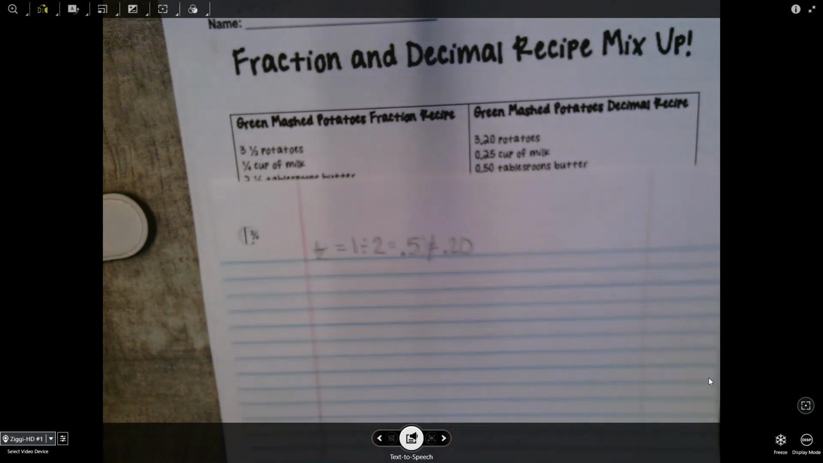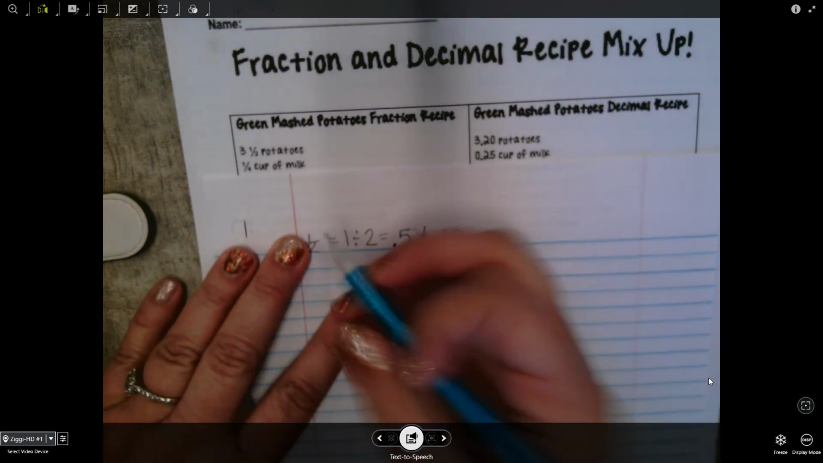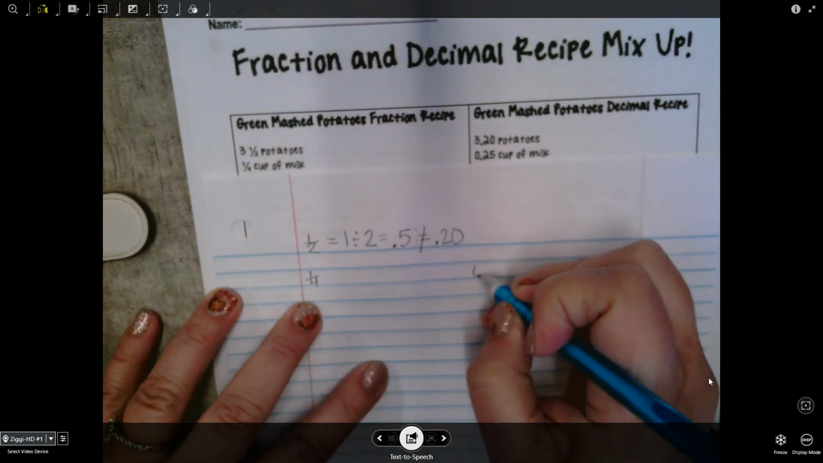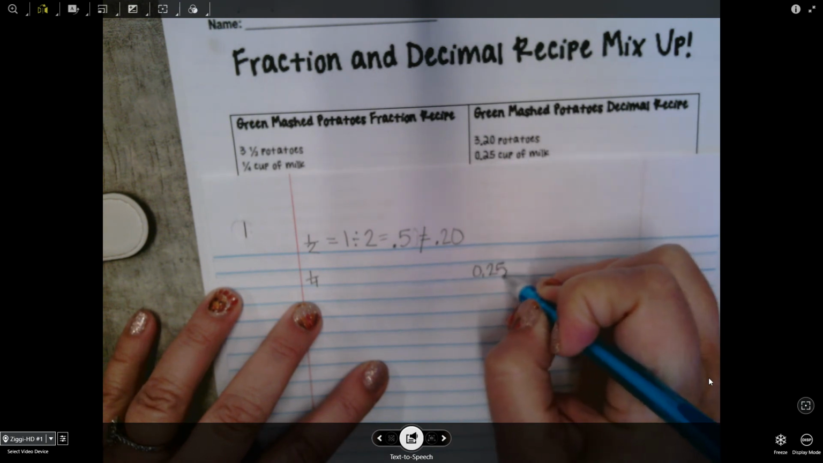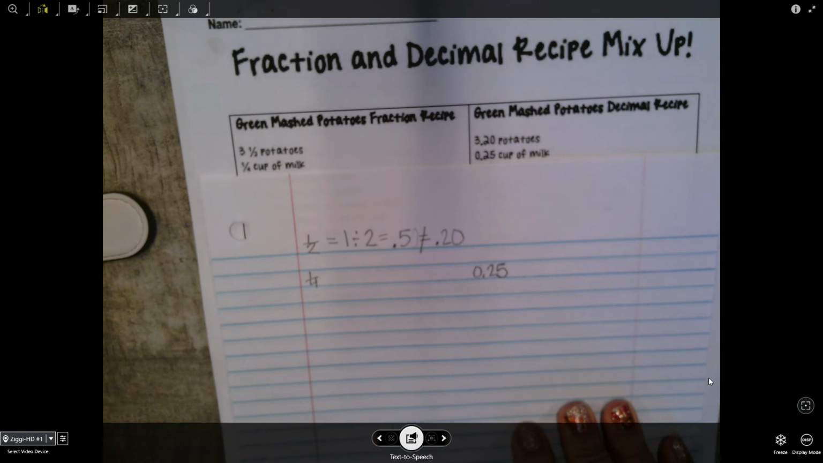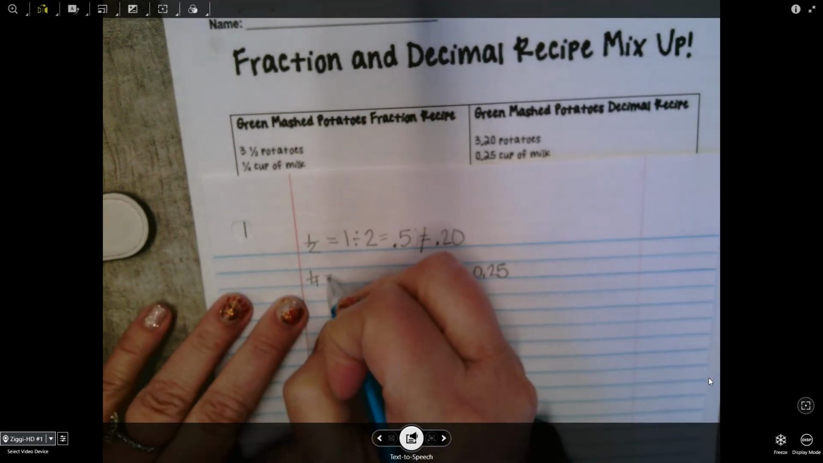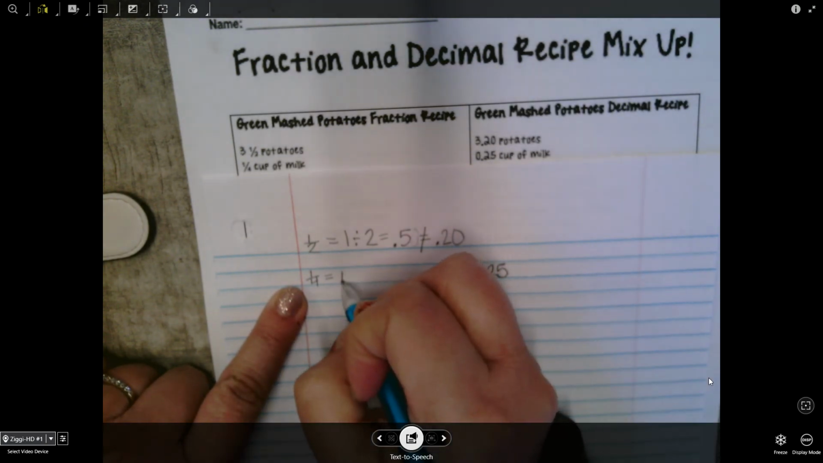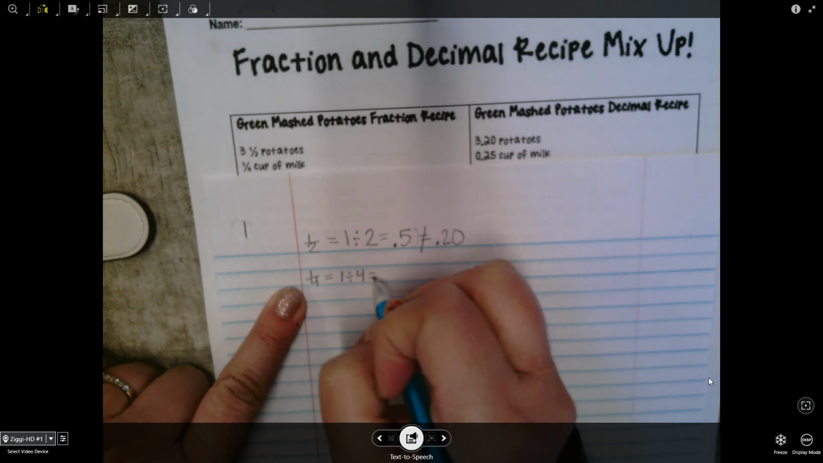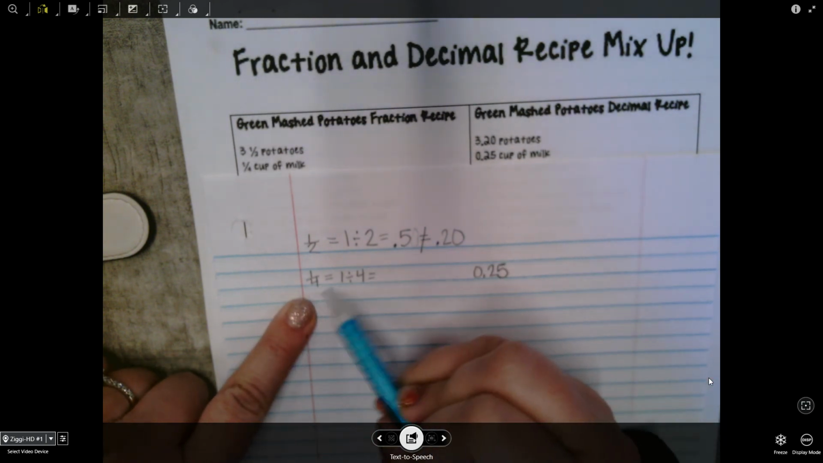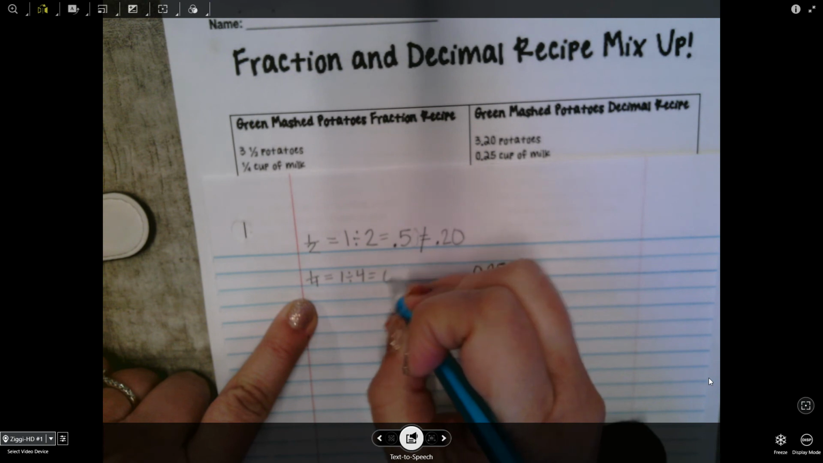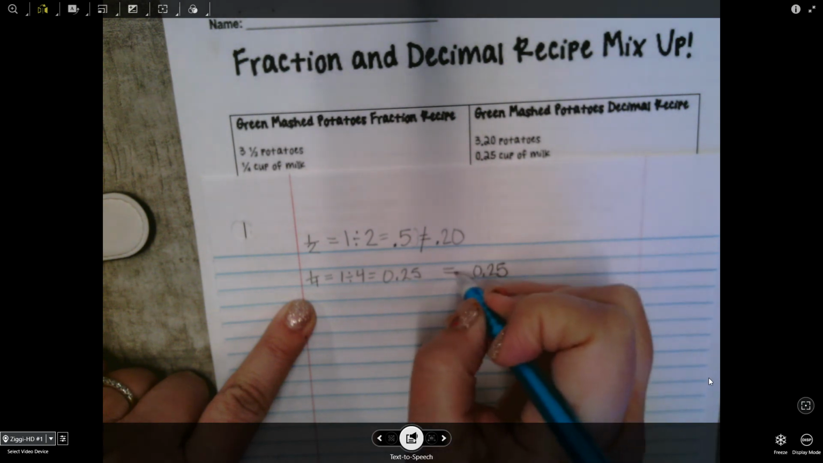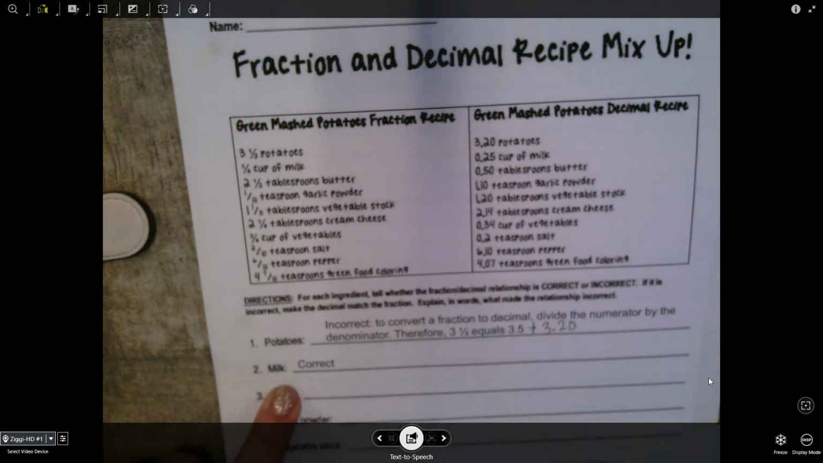The next one was milk. So these fractions have been some of the ones that we said you needed to know in your head by the end of the year. I'm going to go ahead and work them out just to remind you and to go through the steps. We're going to do the exact same thing. We're going to convert the fraction to the decimal. So we have 1 divided by 4, which is 0.25. That is the same. So your answer is correct.